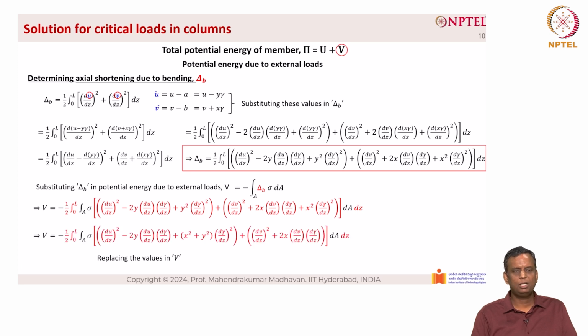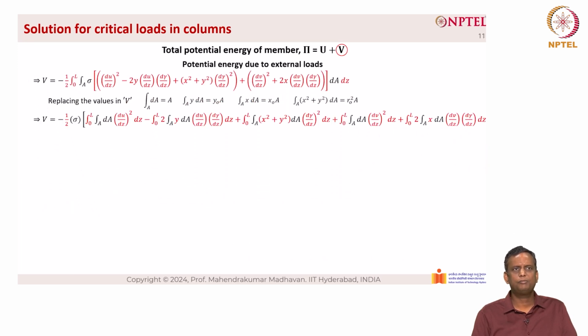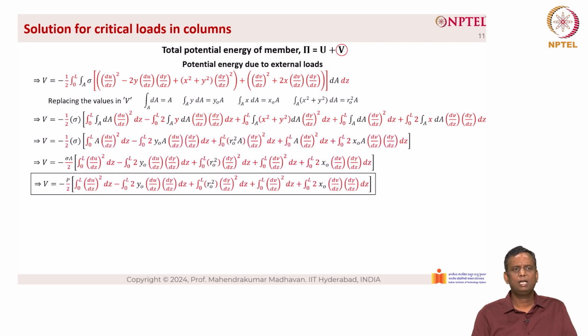Now, replacing the values in V using the equations given, which is integral of A into dA is equal to A, and integral of A into YdA is equal to Y naught A, and integral of A into XdA equal to X naught A, and integral of A into (X square plus Y square) into dA equal to R naught square into A. So, when we substitute these, replacing the values in V, we can further simplify the V equation, as you can see here, and finally we get V equal to minus P by 2 into a big equation that you can see on the right hand side.